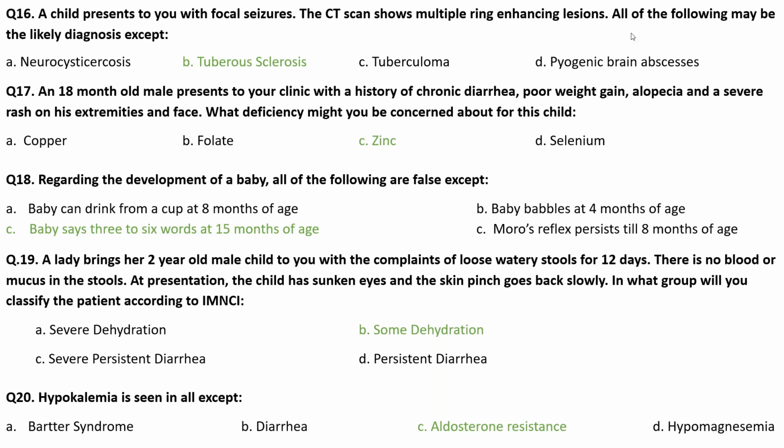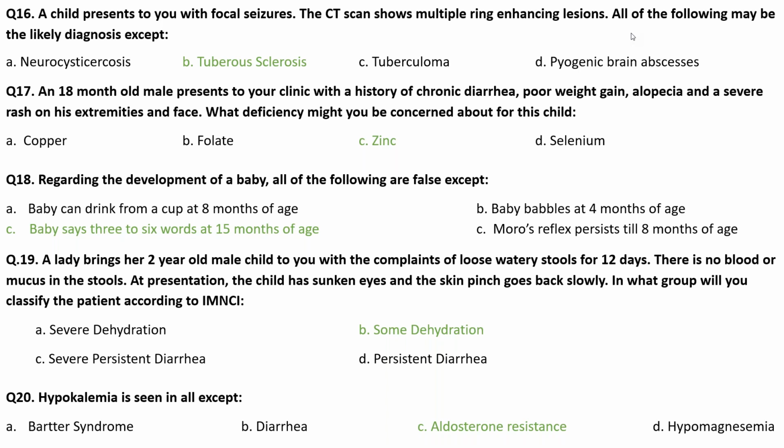Excuse me, sir. In question number 18, regarding the development of a baby, all of the following are false except, sir, babbling starts at 4 months of age. So, sir, 4 months is slightly less for babbling. Babbling would usually be 5 to 6 months. But sir, babbling can start at 4 months of age, sir.